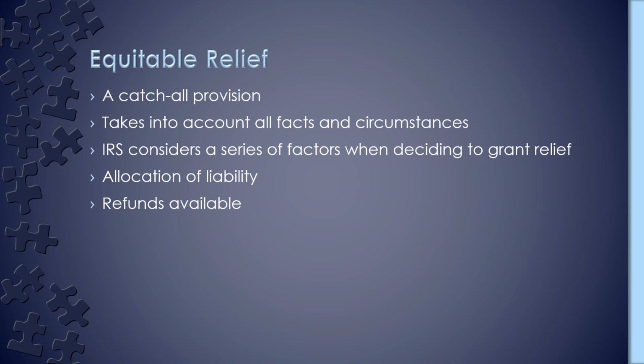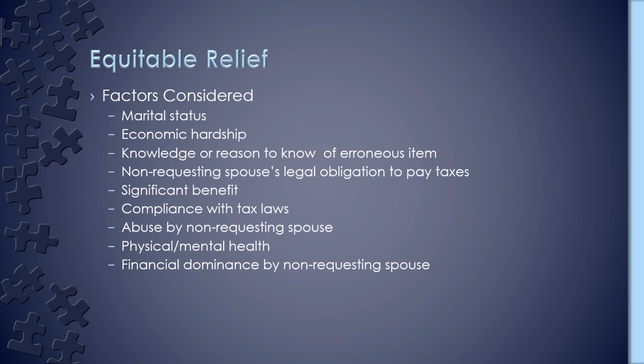But generally, the more your story shows that it would be unfair to hold you liable and that you weren't aware of what was going on, the more likely you're going to get relief. Again, if you are granted relief, there'll be an allocation of liability. Like all things equitable relief, it is kind of wishy-washy how they do it. The IRS, or if you take it to appeal, a court, can allocate liability generally however they want. So it can be kind of frustrating. But if, after the allocation, you would have a refund due to you, you may be able to get it. And here are just some of the factors.